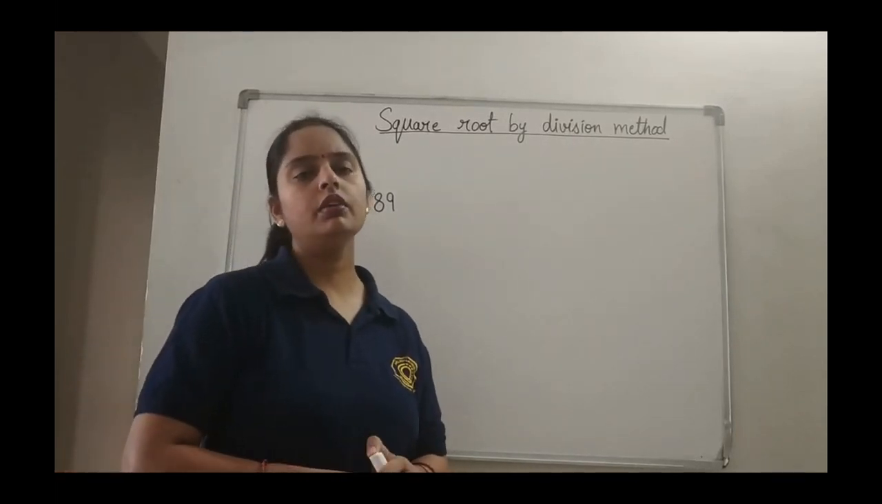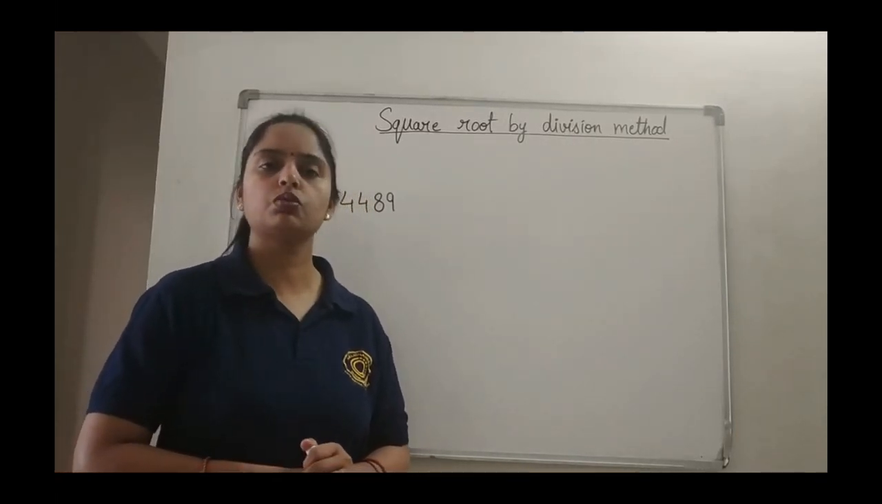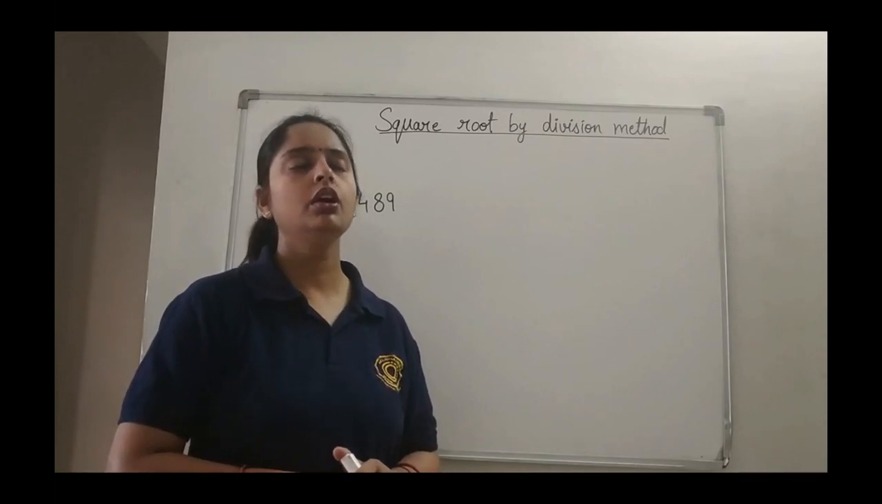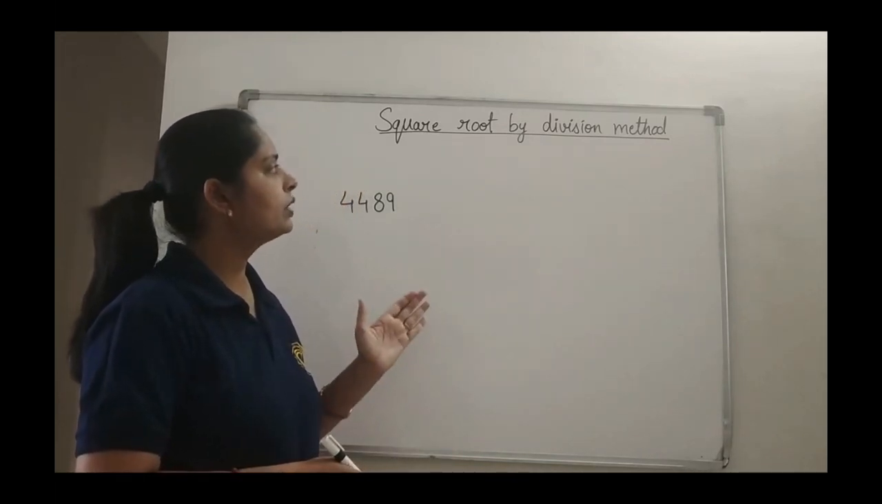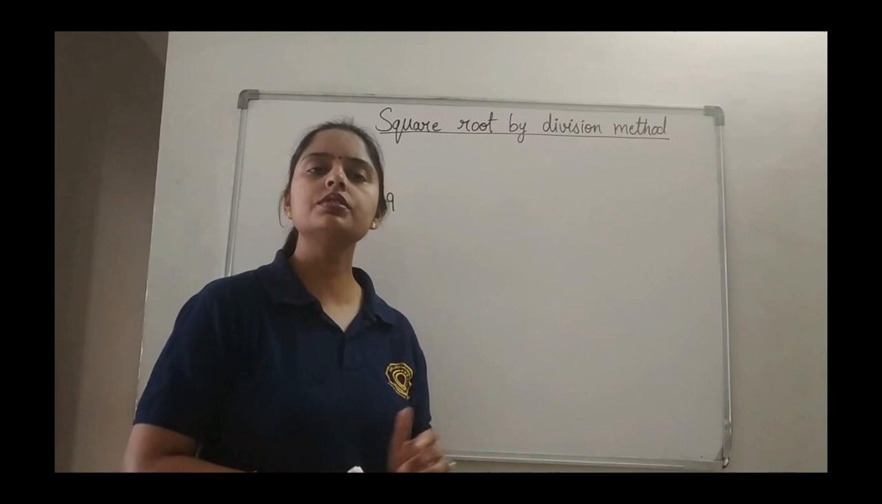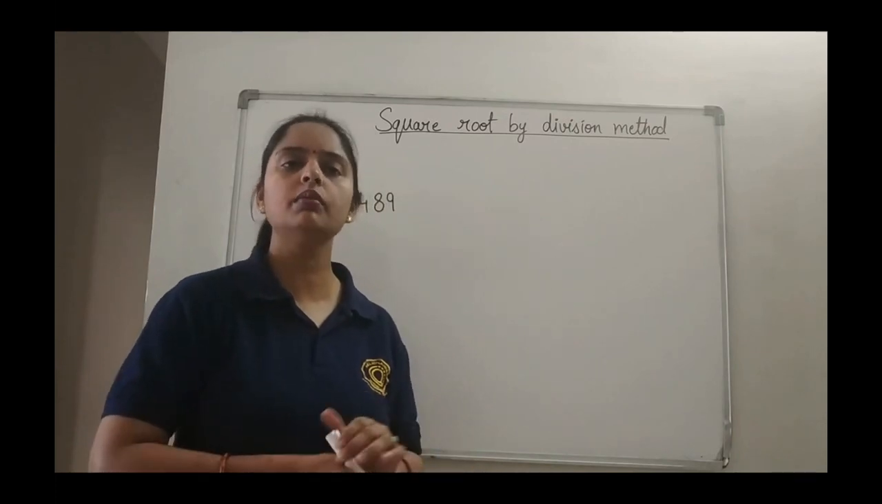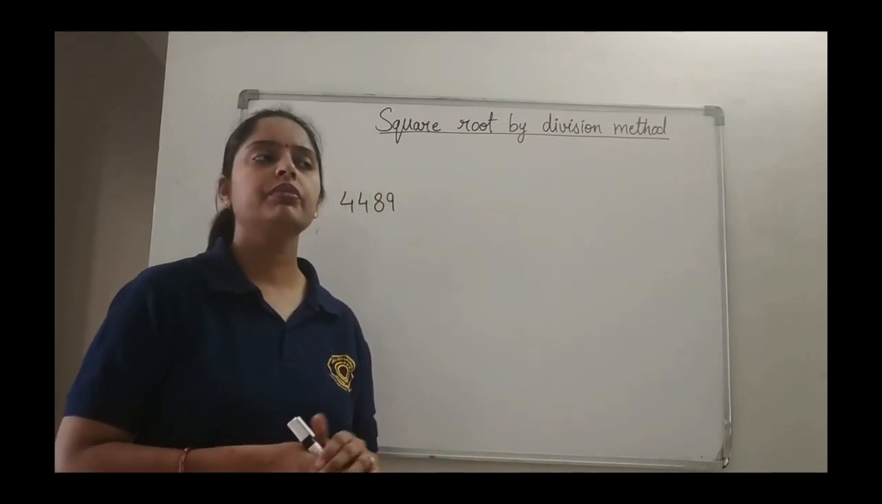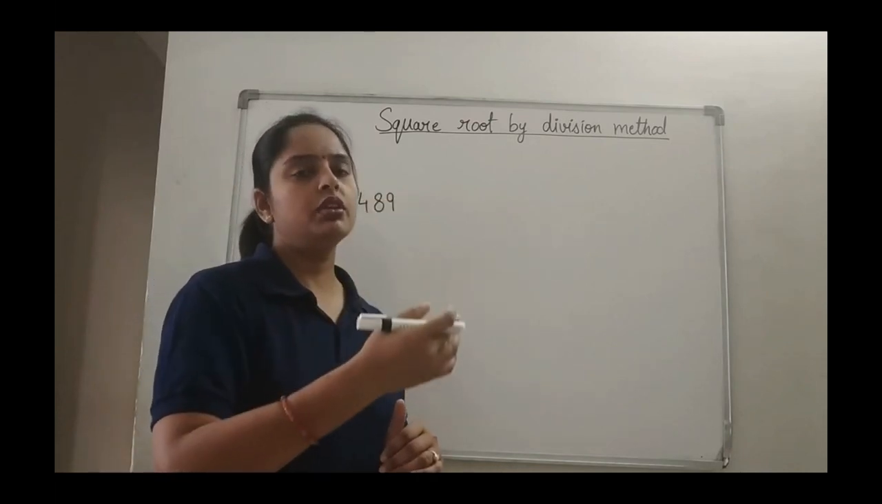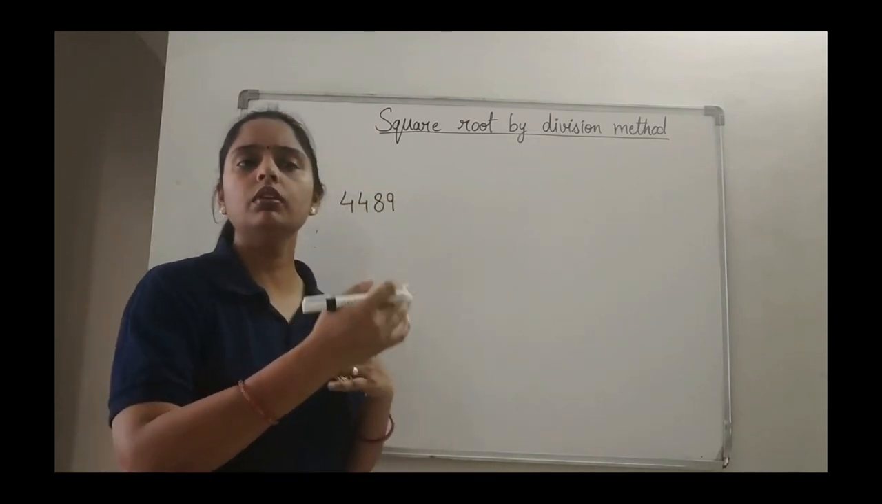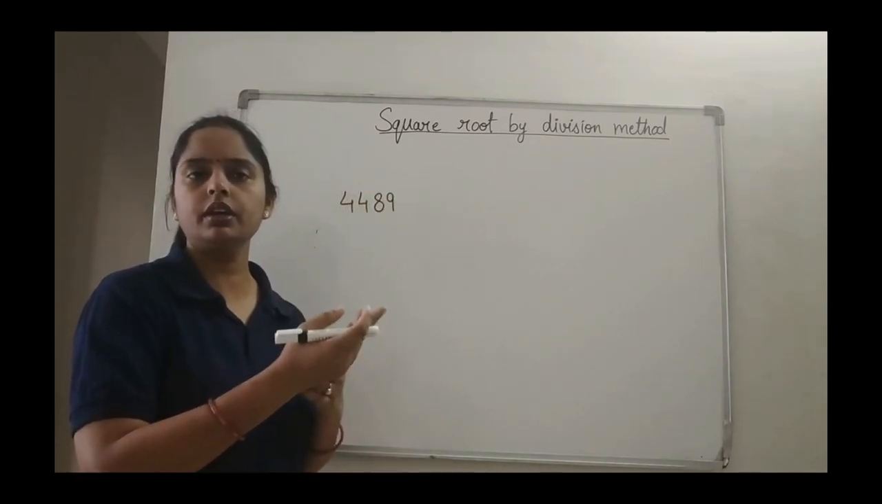Students, as we have already started with finding the square root by the prime factorization method, today we will do the square root by the division method. You have seen while doing that exercise, in some of the questions we are stuck. Like if we are doing the prime factorization, we have to always follow the divisibility rule again and again, right?